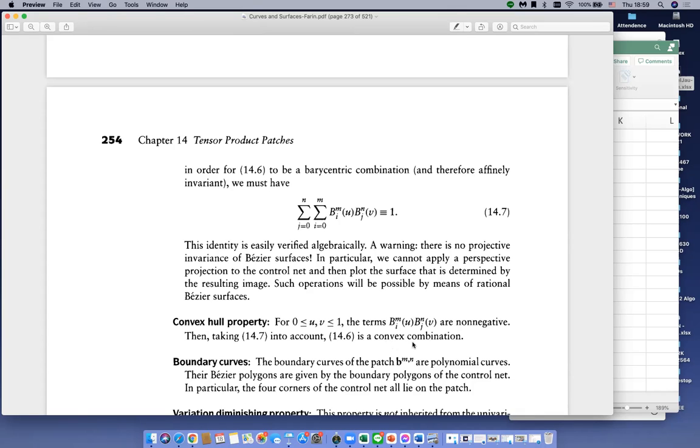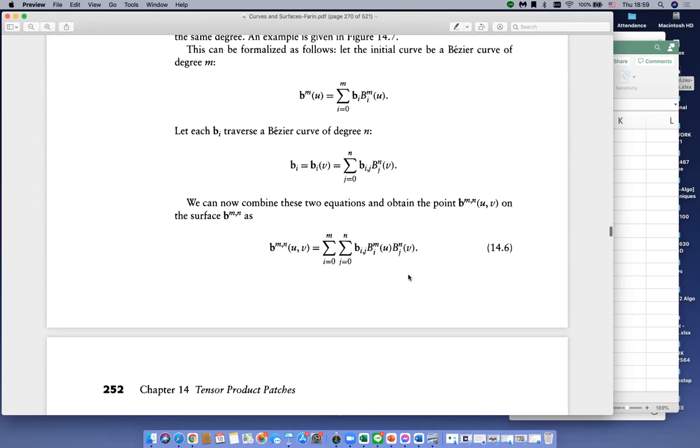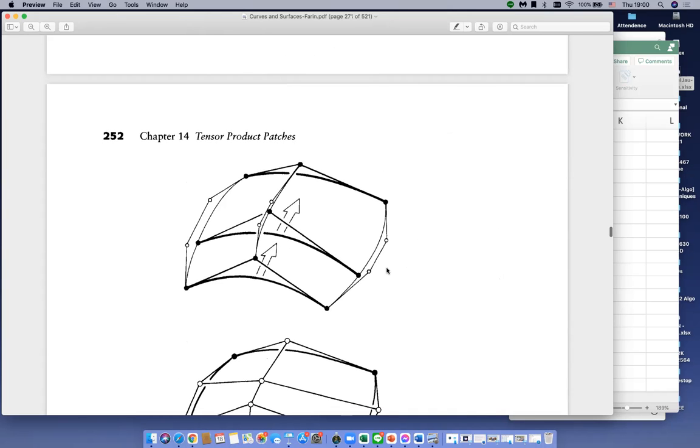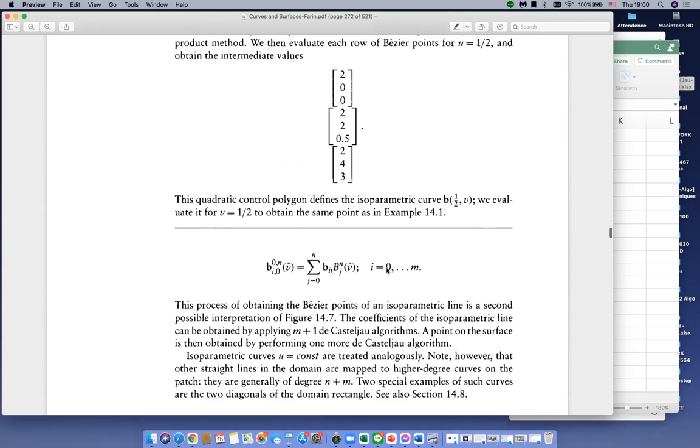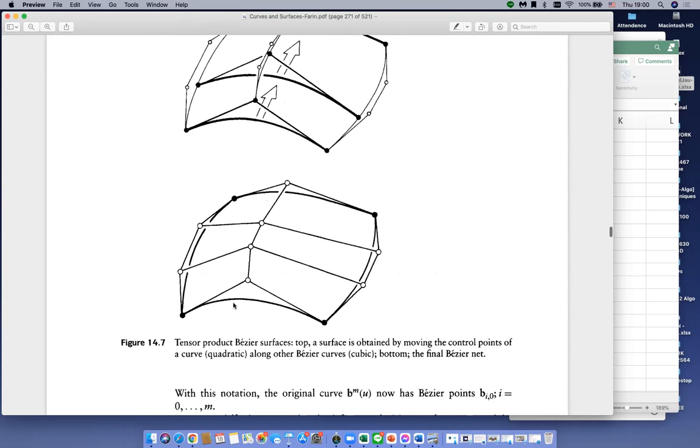Once we have proved that the formula for the Bezier surface like this is a convex combination, we can prove that it also has the convex hull property. Okay, convex hull property. What does it mean by convex hull property? Convex hull property is this figure.